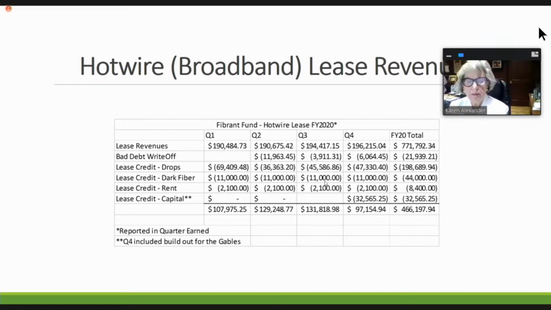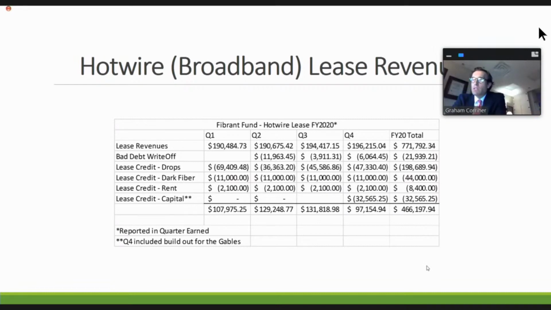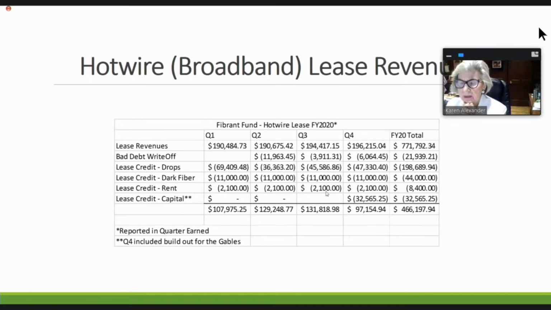So those are feeding dark fiber into our various city locations. But we knew that was going to happen. Yeah, that was a negotiated amount during the lease negotiation. Okay. Very good. Same thing with the rent. That's a flat amount negotiated in one of the amendments. And so this is what's going to show up as a real number in our audit. Correct. Okay.